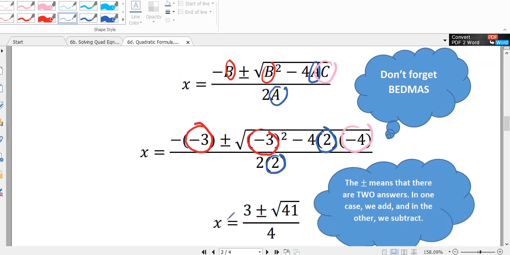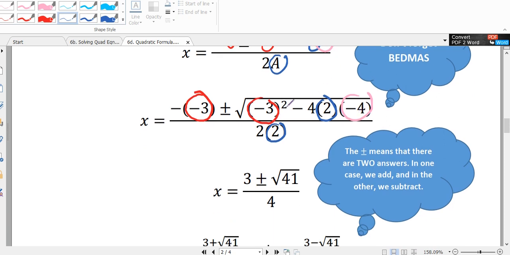Now, from here, I just got to solve. So negative 3 squared is 9. 9 minus 4 times 2 times negative 4. Now be careful. BEDMAS. Do not forget BEDMAS. BEDMAS means that I need to take care of the multiplication here first. So I cannot go negative 3 squared is 9, 9 minus 4 is 5. That is not correct. I have to take care of these 3 terms first. So negative 4 times 2 is negative 8. Negative 8 times negative 4 is 32. Positive 32. So I have 9 plus 32 is 41. Square root of 41.